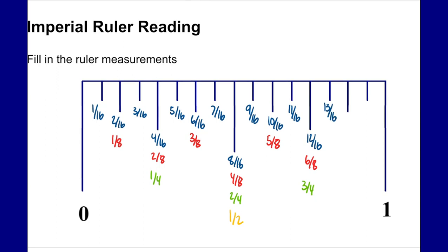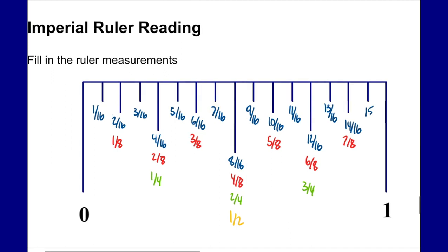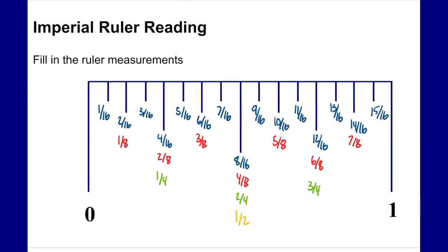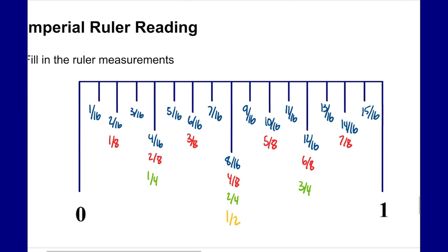13/16, and again, we're just repeating this pattern. 14/16, or 7/8, and then finally 15/16, and then we get to 1. So these spacings are repeatable across the board. So we go 0 to 1, we have all these measurements. And then from 1 to 2 inches, we would have all these measurements again. So you do 1 and 1/16, or 1 and 2/16, or 1/8, and so on.